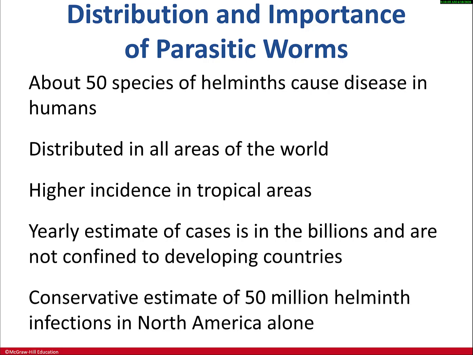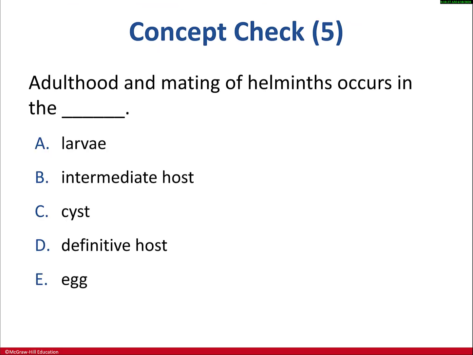Distribution and importance of parasitic worms. About 50% of the species of helminths cause disease in humans. They are distributed throughout all parts of the world. A conservative estimate is about 50 million helminth infections in North America, so it's pretty large. Chances are you're going to see these.